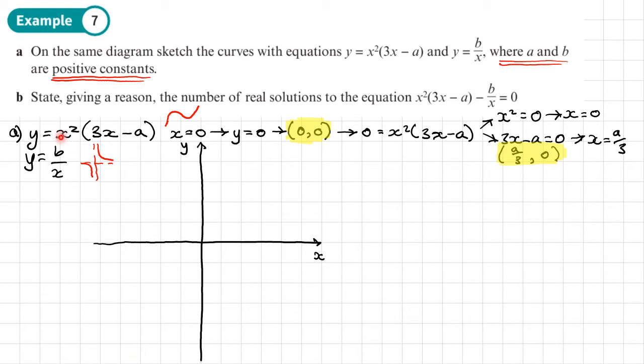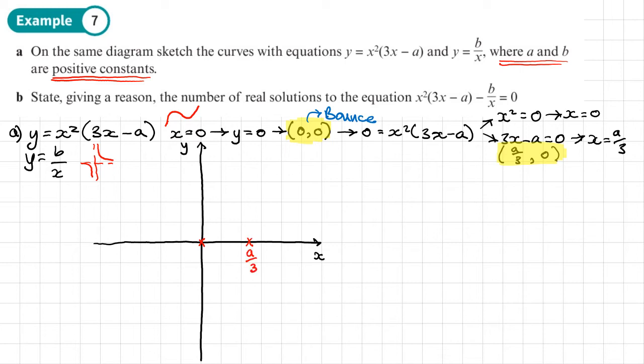So we'll start with the cubic. Now notice that the x squared gave us the x equals 0. So this is where the cubic will bounce. So it's going to bounce off that coordinate. So let's mark the coordinates 0, 0 and a over 3, 0. Now a is positive, so this is positive. So it means it's an x coordinate over here somewhere. We don't know where. So I'm just going to mark it here like this and call that coordinate a over 3.